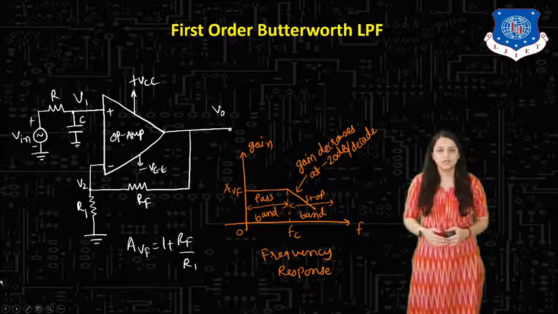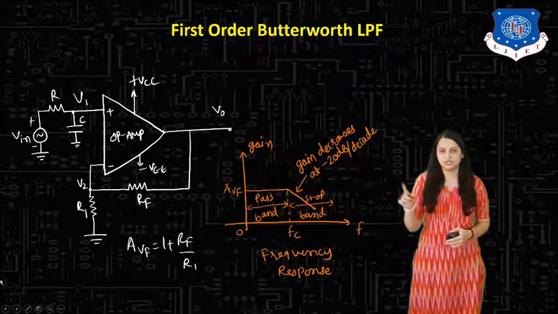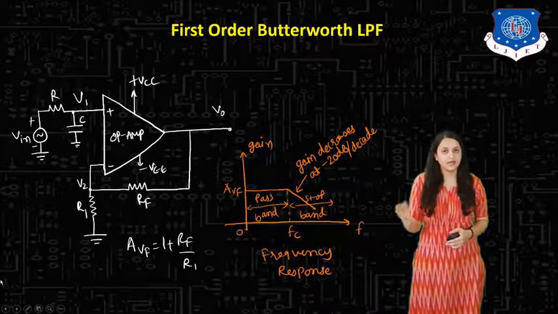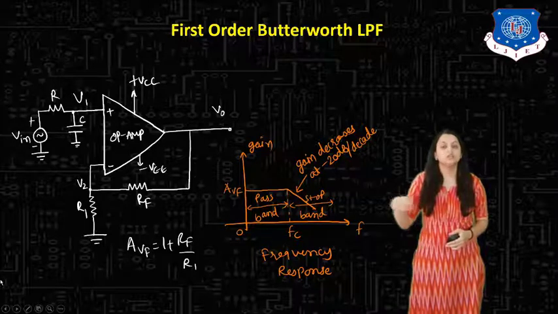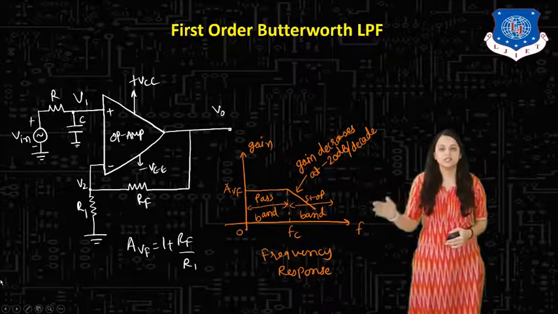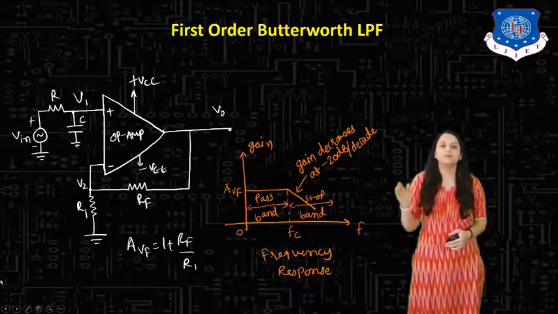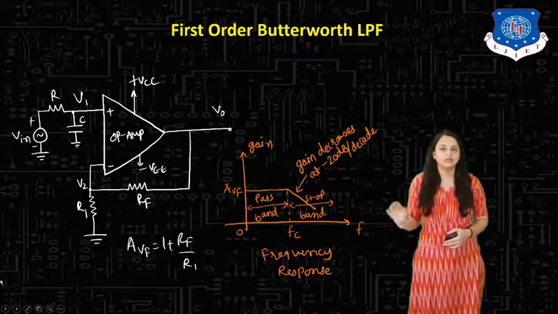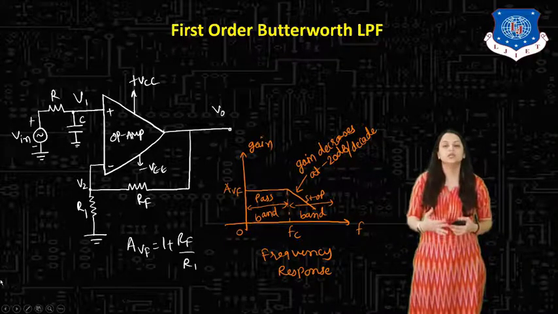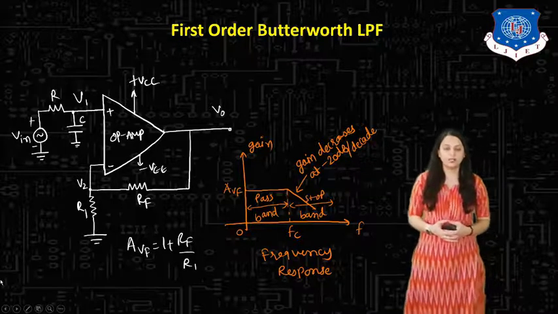If it is first order, a single pair of RC is used. If it is second order, 2 pairs of RC are used. If it is third order, 3 resistors and 3 capacitors, that means 3 pairs of RC are used. Okay. So this is the first order Butterworth low pass filter.